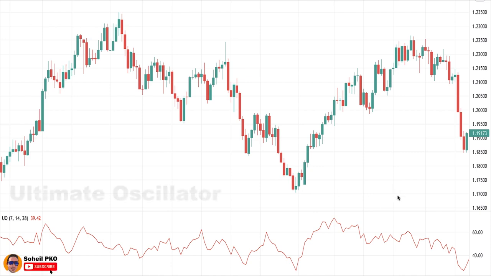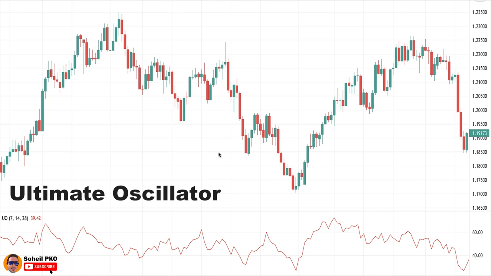Alright, here we go. We have the Ultimate Oscillator here below the chart. As you can see, it's an unbound oscillator which is fluctuating above and below the 50 level. This indicator was developed by Larry Williams in 1976, and the unique point about this momentum oscillator is that it evaluates momentum in 3 different time frames.